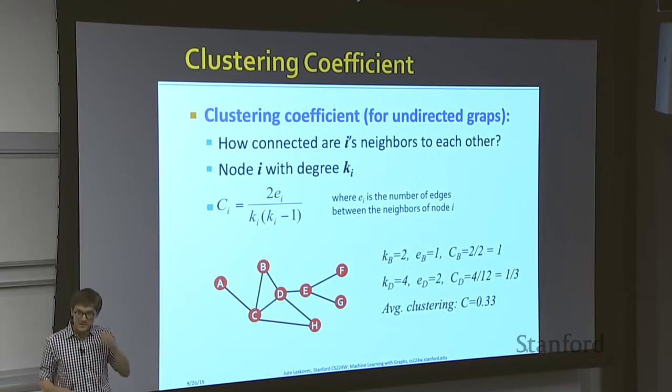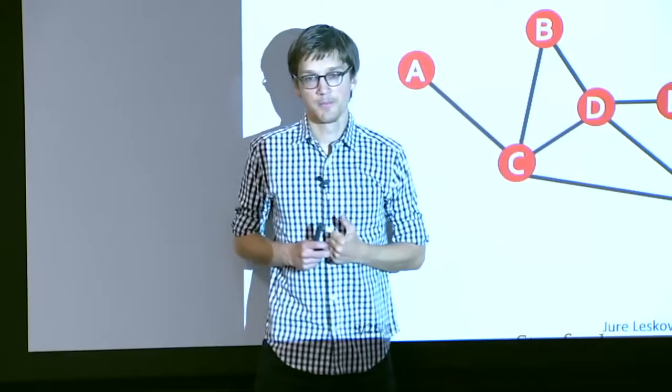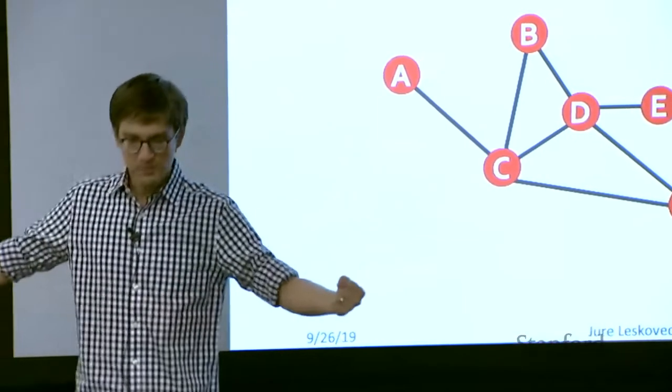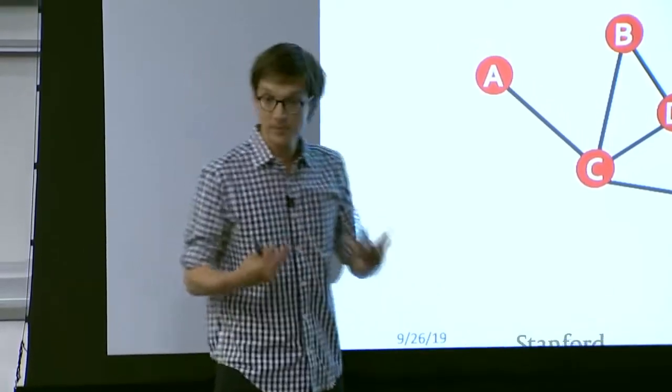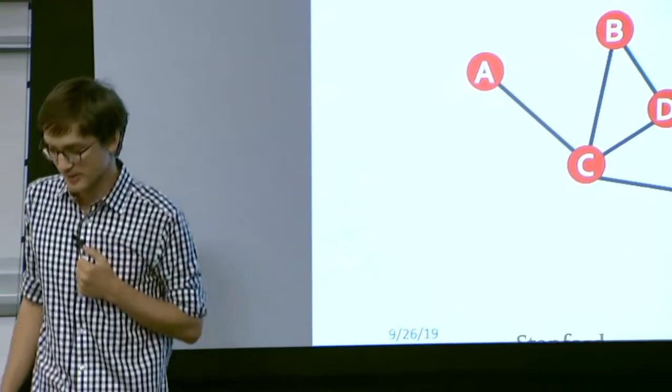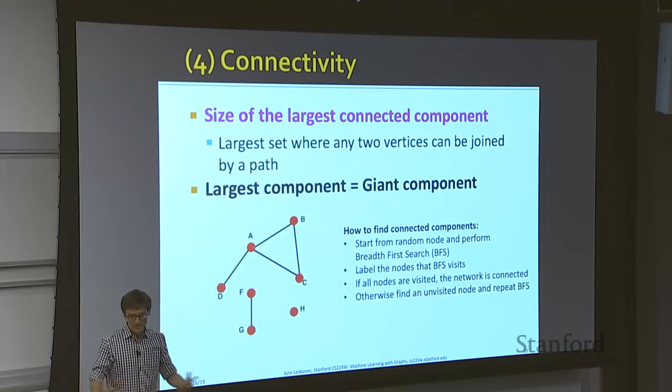And what we see in social networks, this clustering is very high, right? That essentially people who are my friends tend to know each other, right? That's what this does.